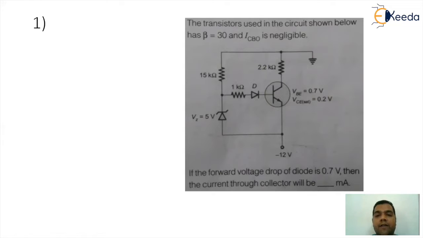The circuitry has a device, the BJT, with collector, base and emitter. The arrow pointing outwards implies it's an NPN transistor. The VBE value is 0.7 volts and the VCE SAT value is 0.2 volts. The collector has a resistance of 2.2 kilo ohm and is then connected to ground.